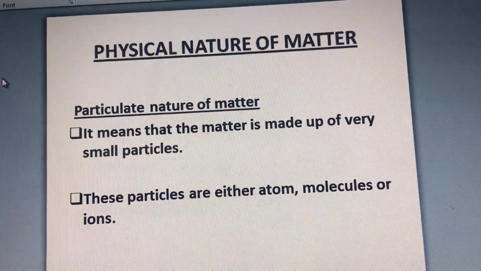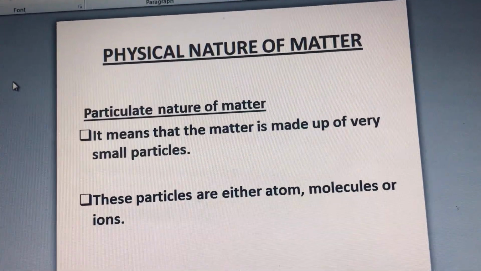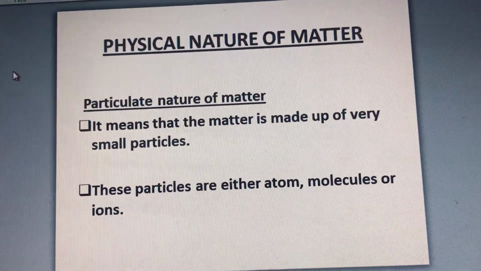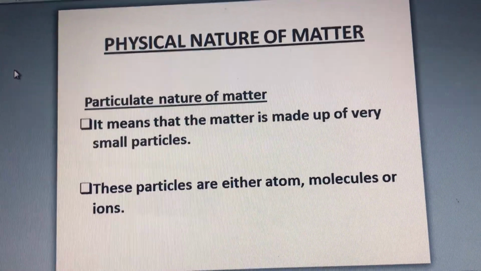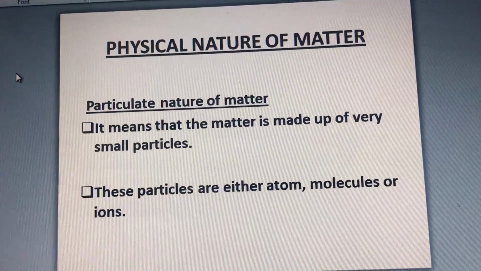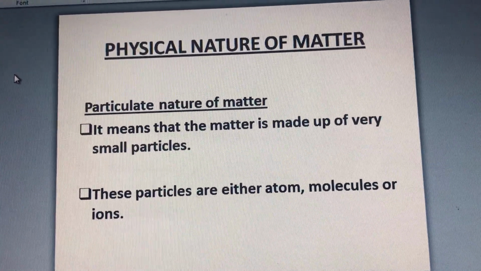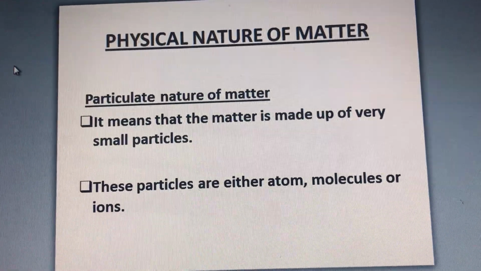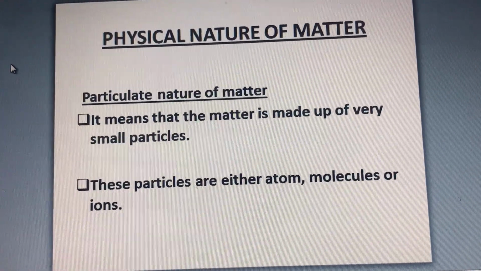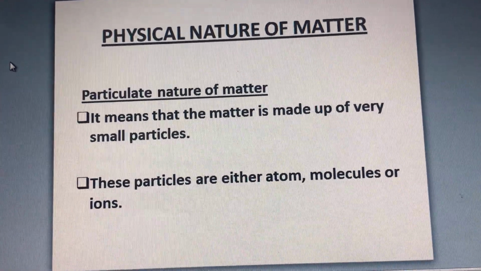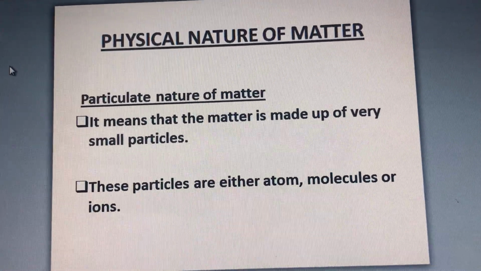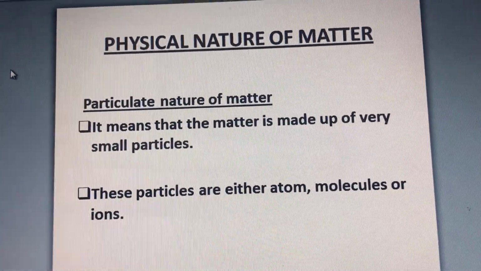Now, physical nature of matter. Physical nature means, while you are seeing any form of matter, whether it is a solid, liquid, or a gas, what things you observe? Firstly, it has a particulate nature, meaning that any form of matter is always made up of small particles, and these particles may be in the form of atoms, molecules, or ions.